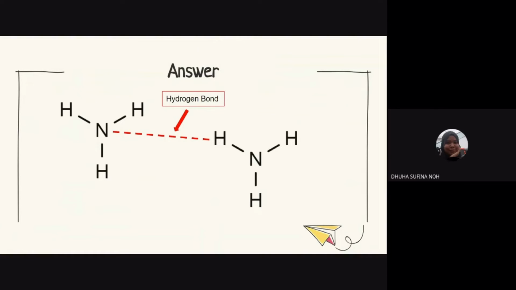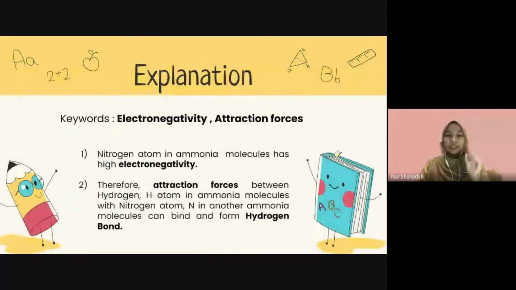Yes, teacher. So far so good. Good. So here is the explanation. The keyword is still the same: electronegativity and attraction forces. The nitrogen atom in the ammonia molecule has high electronegativity. Therefore, attraction forces between the hydrogen atom in an ammonia molecule and the nitrogen atom in another ammonia molecule can bind and form a hydrogen bond.